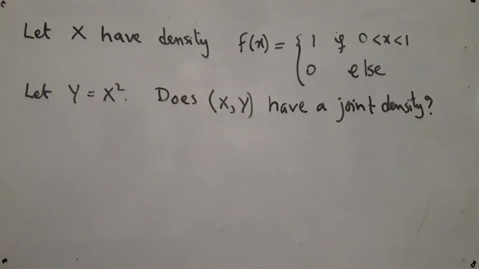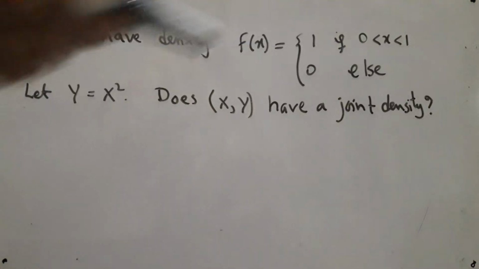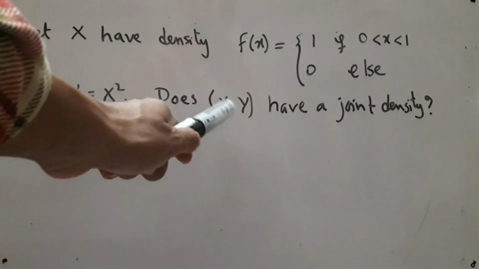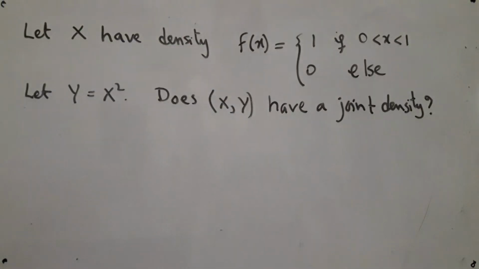Here we are again working with x with the same density as I discussed earlier. But now instead of taking y equal to x, y equals x squared. The question is, does x comma y have a joint density now?